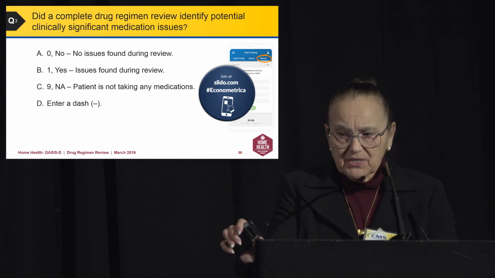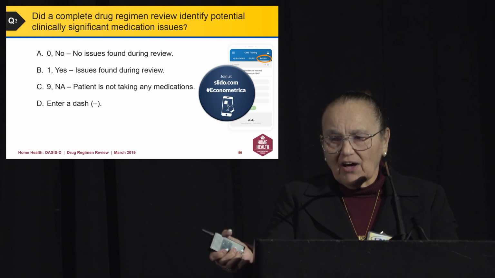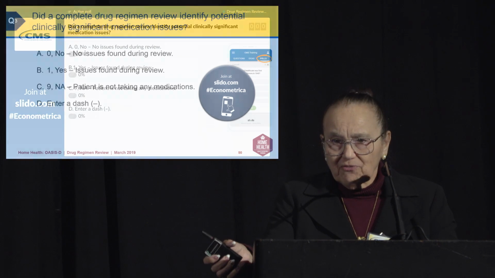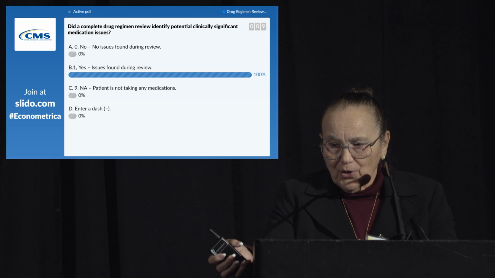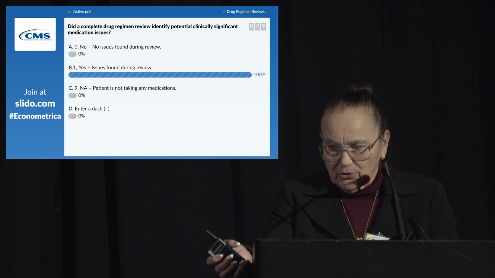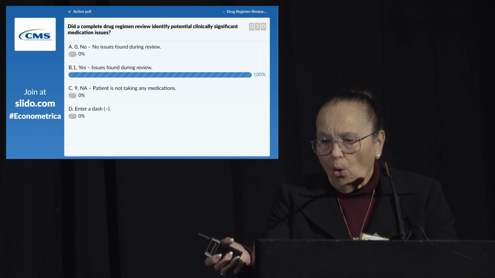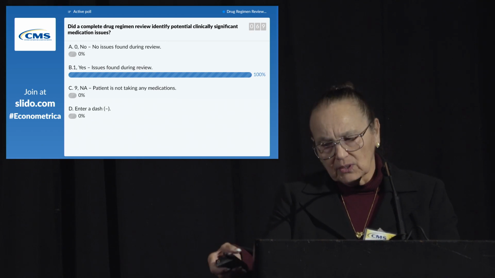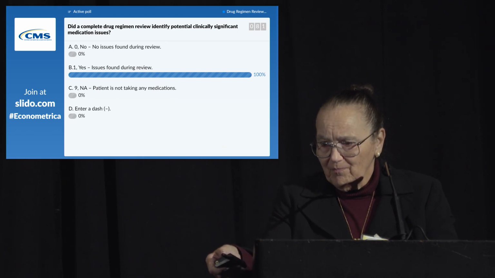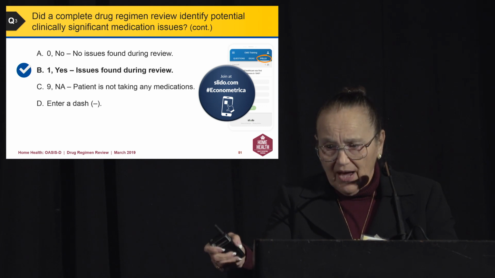Okay, for 2003, did a complete drug regimen review identify potential clinically significant medication issues? Using your phone or your tablet, select from 0, no issues were found, 1, yes, issues were found, 9, not applicable, the patient is not taking any, or enter a dash. Look at that, 100%, good job. Let's move on to the slide. And you'll see that you were all correct. An issue was found.